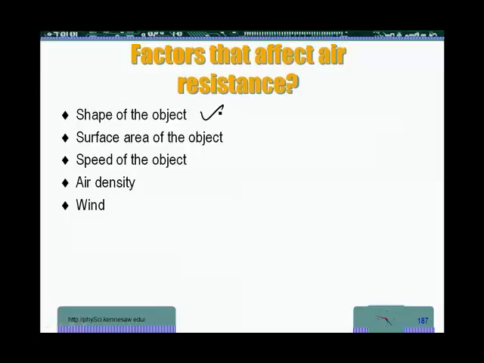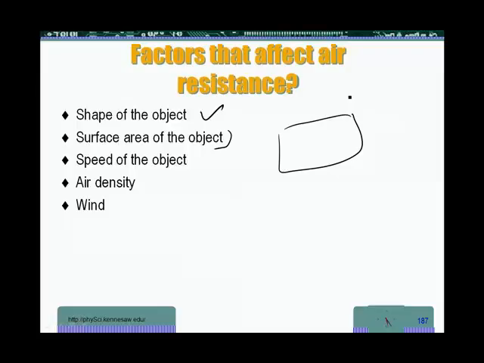Now, in addition to the shape of the object, there is what we call the surface area of the object. To explain what the surface area is, consider a sheet of paper. If I take a sheet of paper and hold it horizontally so that it's fully flat and let go of it, it's going to be affected much more by air resistance than if I hold it from one end and let it fall straight down.